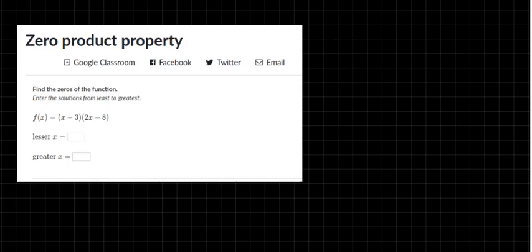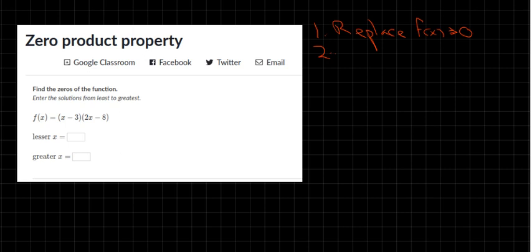Alright, so our steps to solving with the zero product property. One, replace f of x with 0. So we want to find the zeros, so we'll find the x-intercept like we did in previous classes. We'll replace f of x, and f of x is our y. So the x-intercept is when y equals 0, so f of x equals 0.